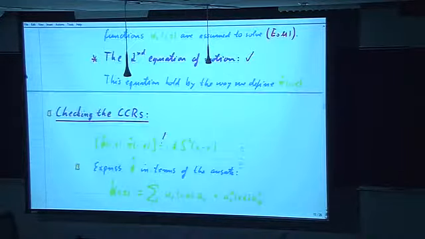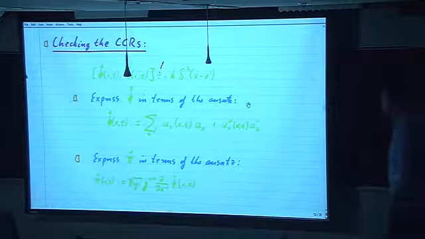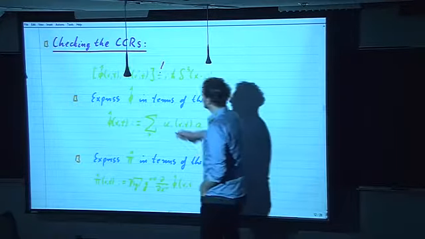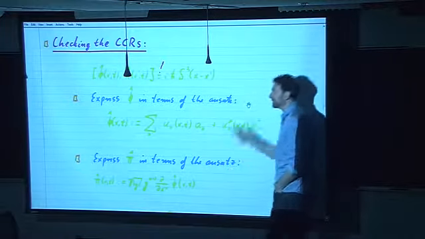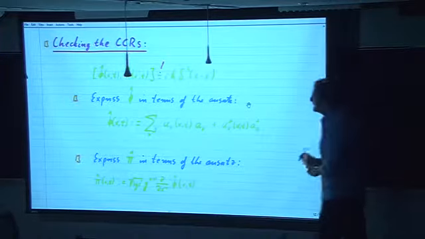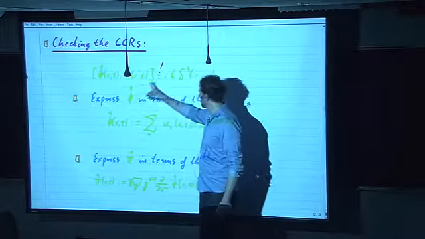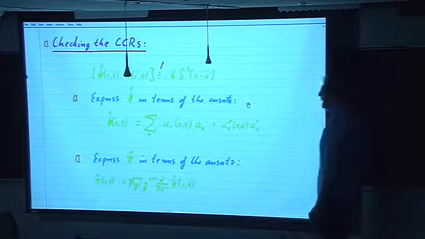Right. Okay, so now the task is to check the canonical commutation relations. This is the key canonical commutation relations. The other ones, think about it, why they are fulfilled. The phi pi canonical commutation relation is the key one. It's simply this.